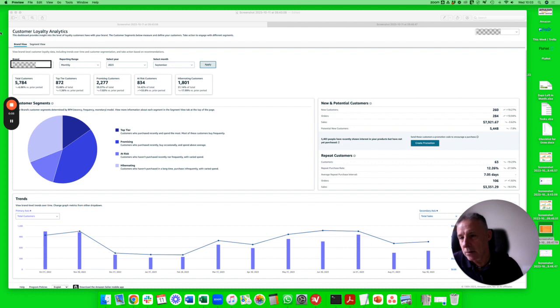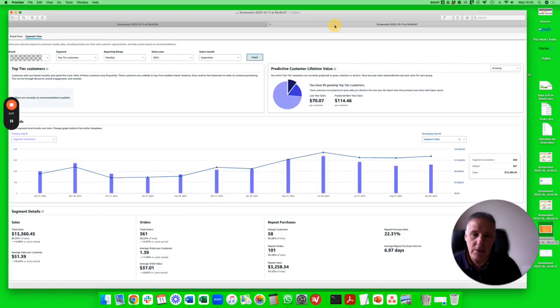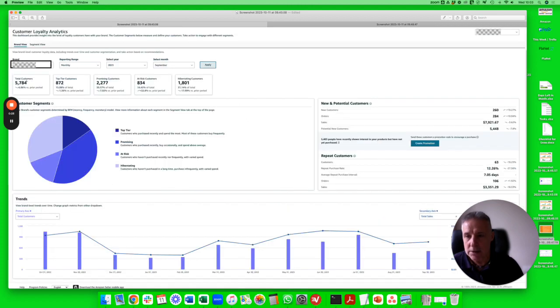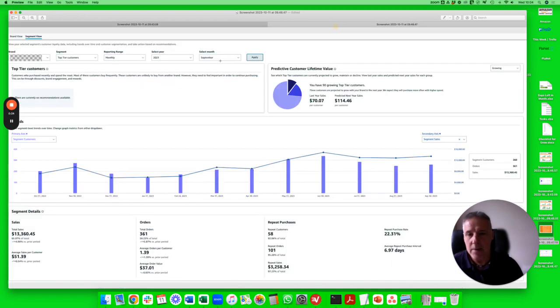Previously I spoke about customer loyalty analytics that's just been launched in the brand analytics section, and we talked about the different types of customers. Interestingly, I was looking at how those customers break down. So what you can see here is that we've got a segmented view. You can segment by top tier customers, promising customers, at risk, and then hibernating.